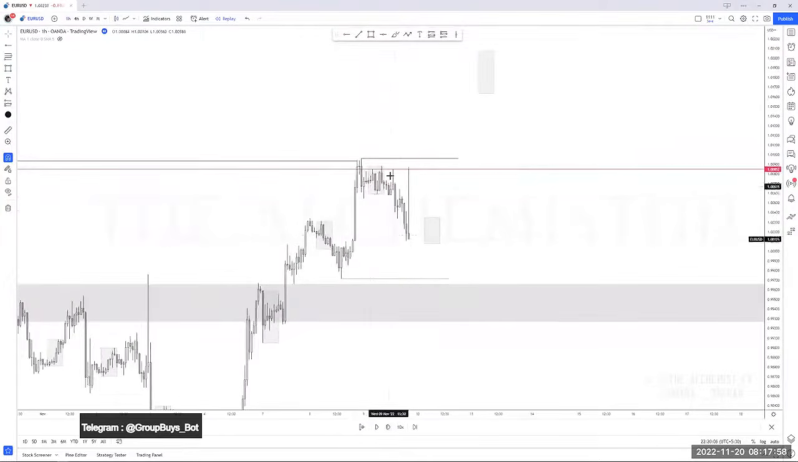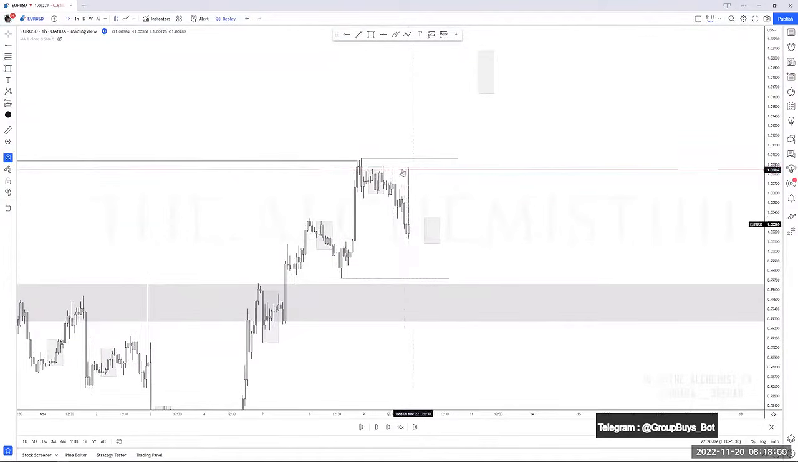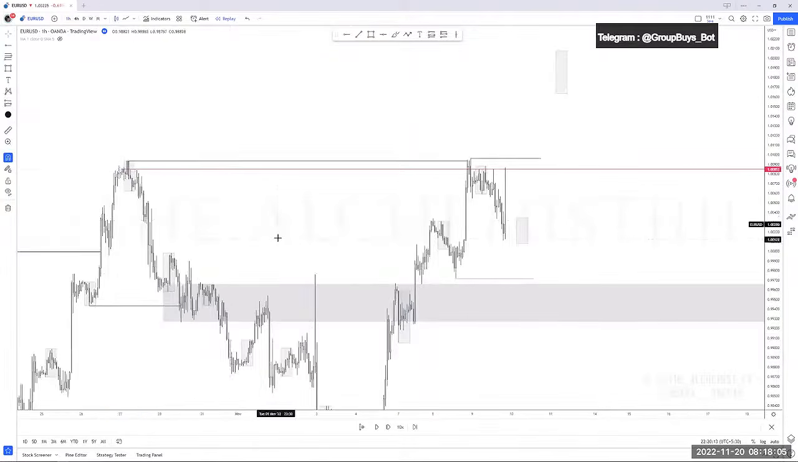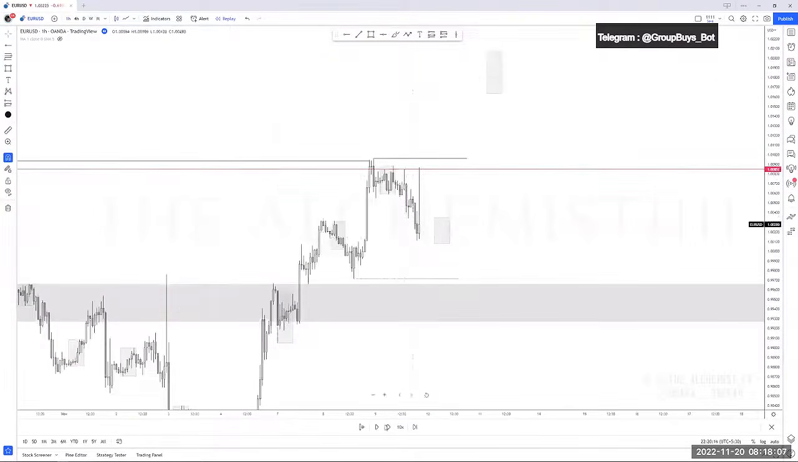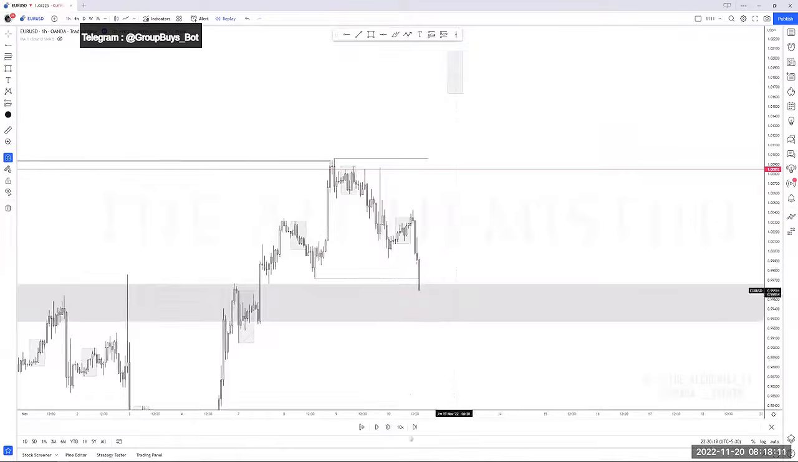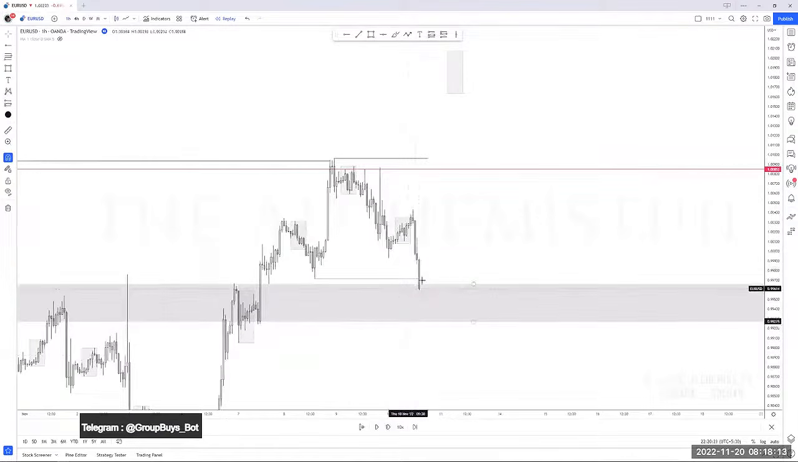Look at that. Tapping into that same zone once again. Can you see it? Same zone. I told you the daily, weekly, and monthly zones are very powerful. I told you that, right? Look at that. Tapping into the same zone, coming down. Still, this zone is unmitigated. There we go. Now it comes here.